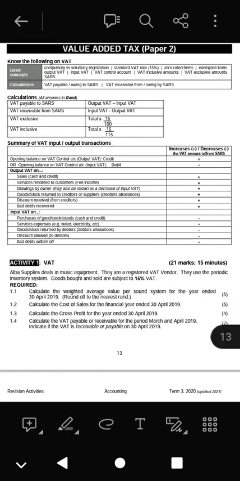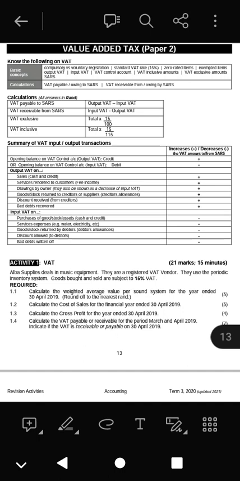Okay, now we are looking at value added tax, which is a topic that we actually do find in paper 2. I'll start by explaining what value added tax is all about. Value added tax, commonly known as VAT, is the tax that is charged whenever goods are sold or services are rendered by a registered VAT vendor. A registered VAT vendor is a business enterprise that is registered for VAT.